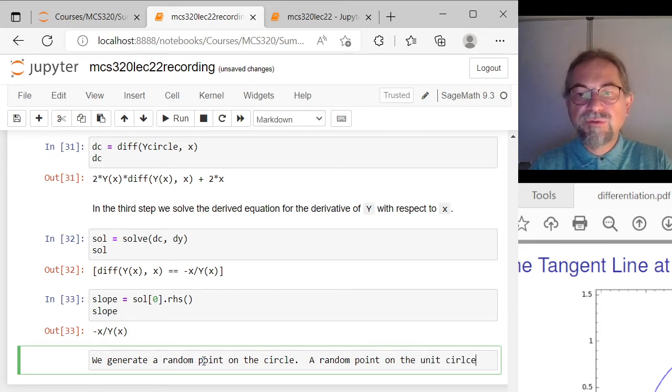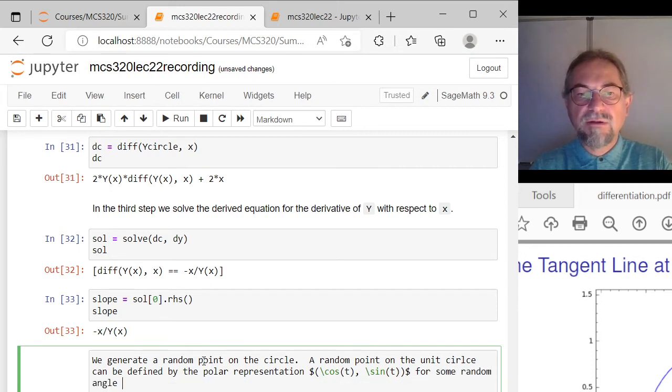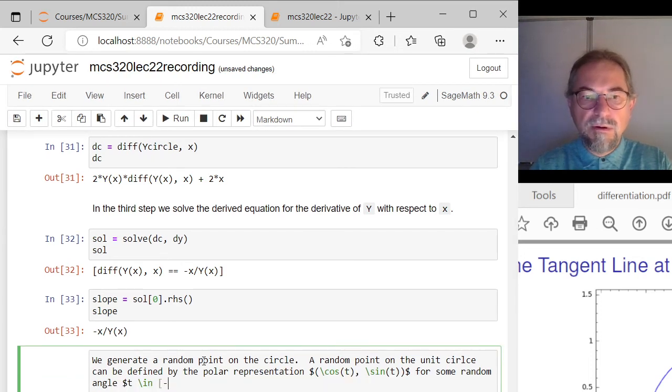For that we can use the polar representation. So we have seen polar coordinates of complex numbers. So we have the cosine and the sine of t for some random angle t in the interval minus pi to plus pi.